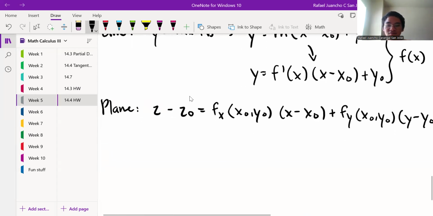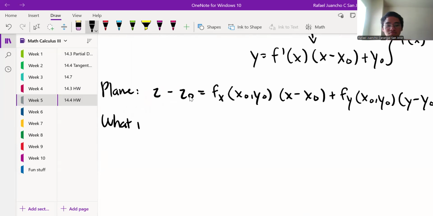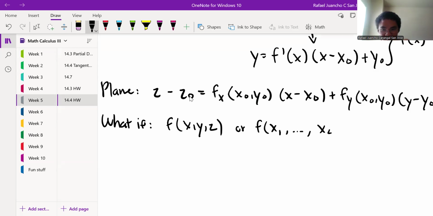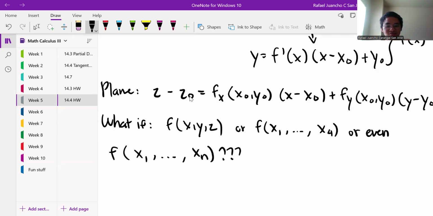What if it's 3 or 4? How would 4 look like? X, Y, Z, A. Let me just do X sub 1 all the way to X sub 4. Or even general. What if it's just all the way to some terms, X1 all the way to some Xn? What does it look like? Is it a line? Is it a plane? Is it something else completely?